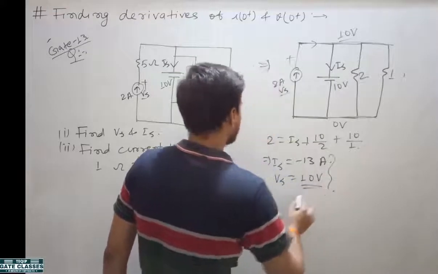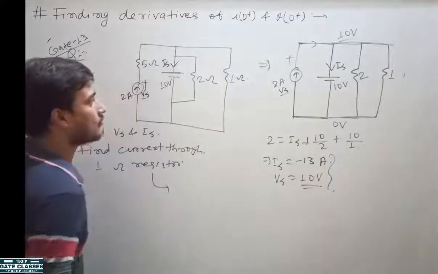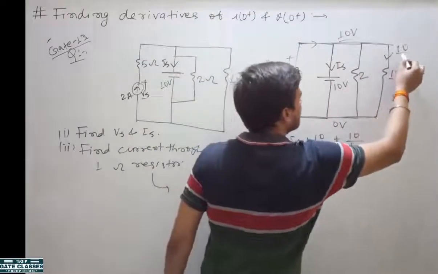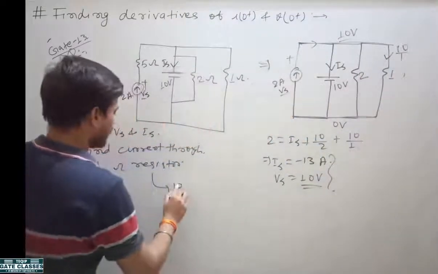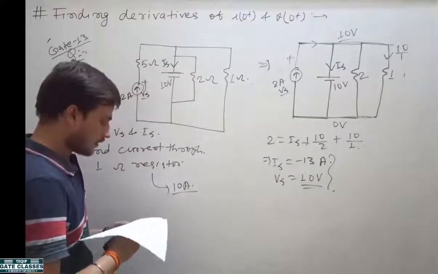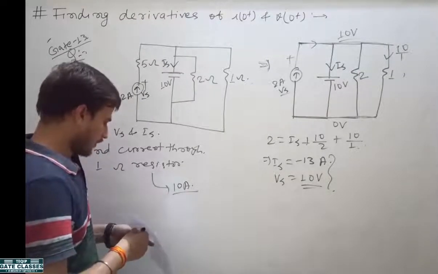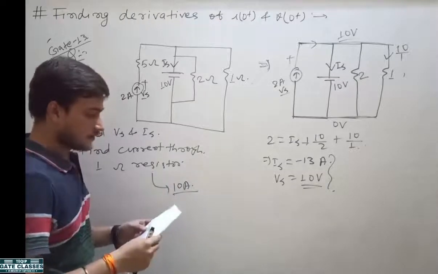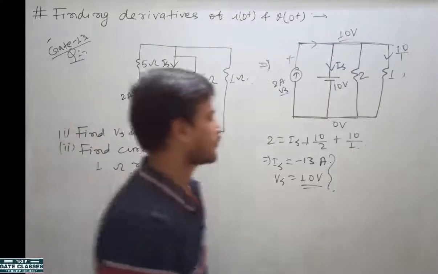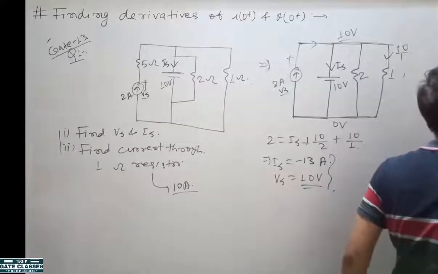And the current through the 1 ohm resistor will be how much? Here it will be 10 divided by 1, that means 10 ampere. Clear? Let us solve one more question.